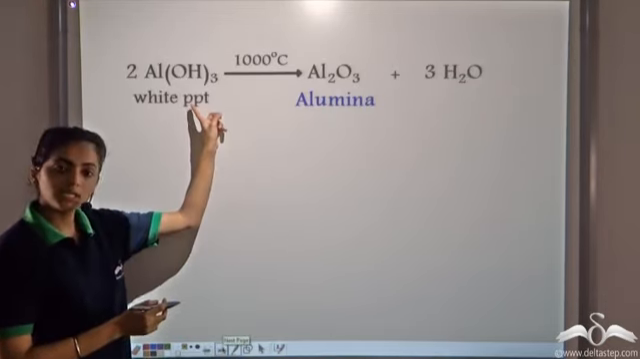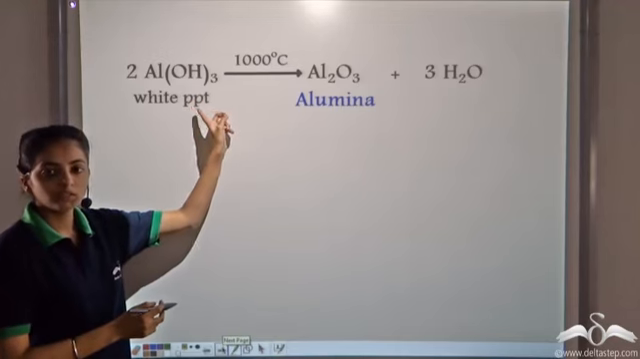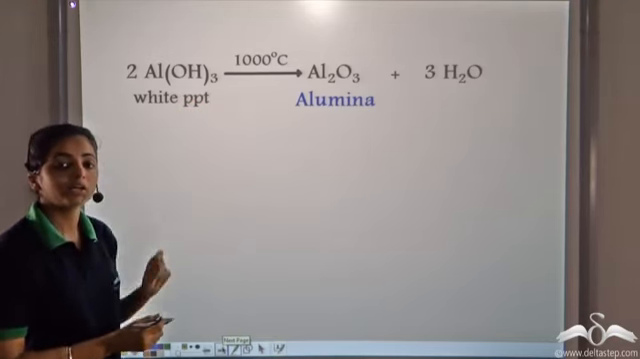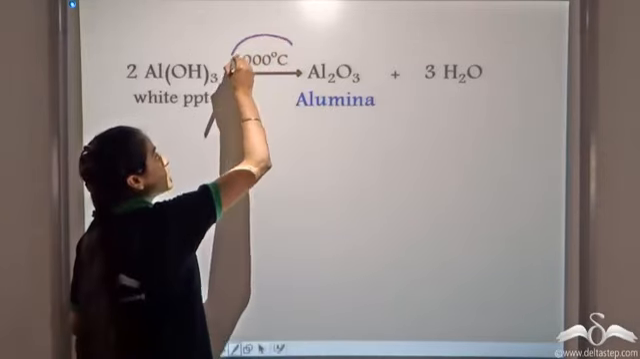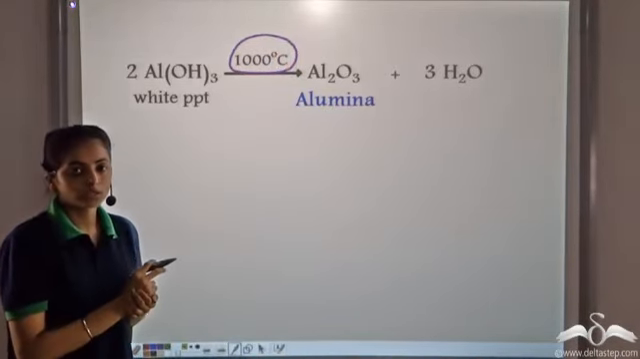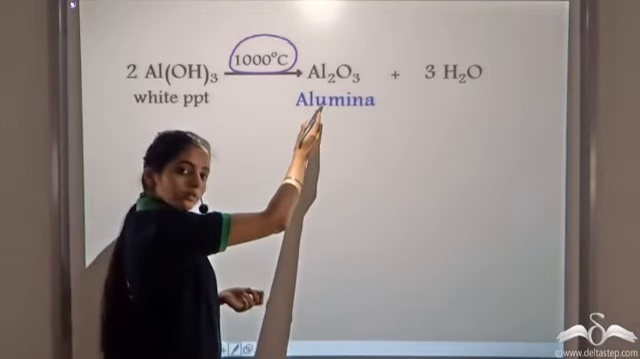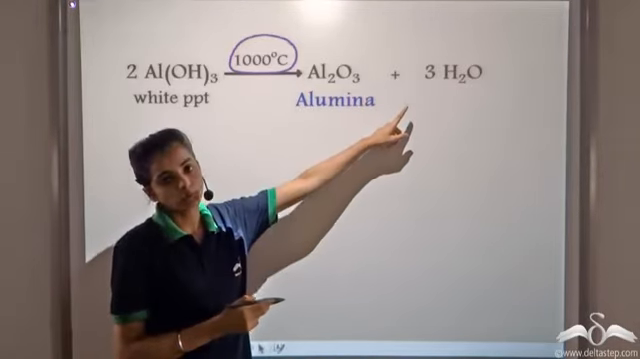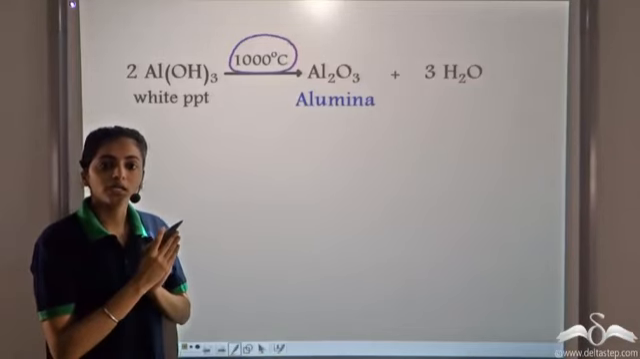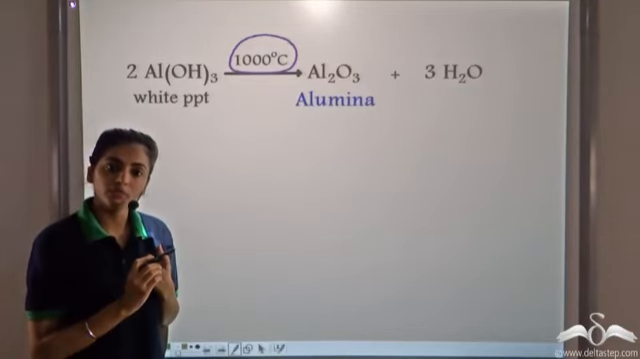So we simply heat aluminium hydroxide, but the temperature is very high. So we have to heat aluminium hydroxide at 1000 degrees Celsius. It forms aluminium oxide, that is alumina, Al2O3, and it forms water. So from concentrated bauxite ore, our aim was to get the oxide of aluminium.